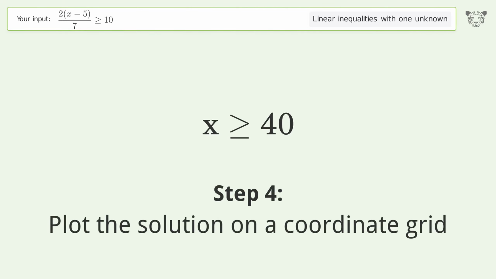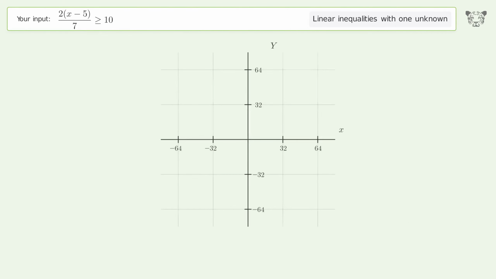Plot the solution on a coordinate grid. And so the final result is x equal or greater than 40.